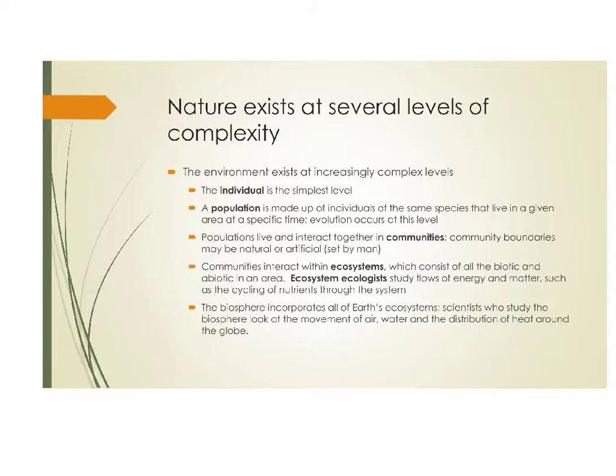Populations live and interact together in communities. Community boundaries may be natural, meaning that maybe the community is something like a watering hole, or might be a waterlogged area in a small log or something like that, in a small fallen limb. But community boundaries can also be artificial, meaning that they're set by man. And we'll actually see examples of this in terms of national and state parks.